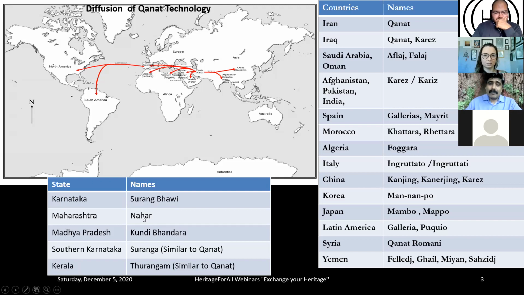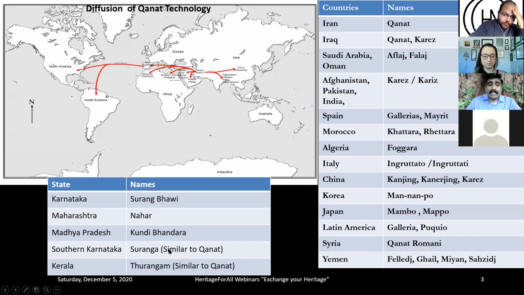So in Maharashtra, it is called a Neher. That means a canal, right, which supplies water. And here in Madhya Pradesh, it is called Kundi Bhandara, which means water storage structures. That is what it means, right?